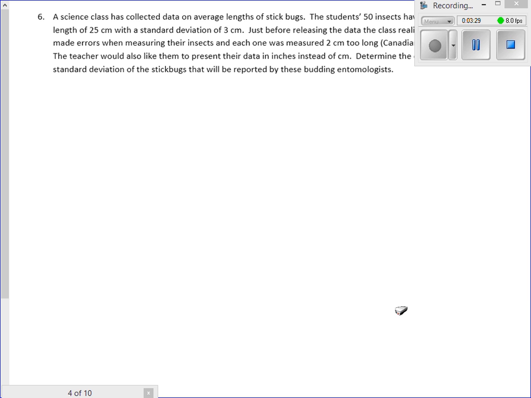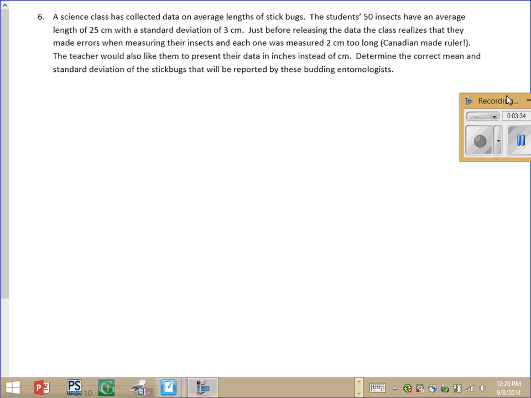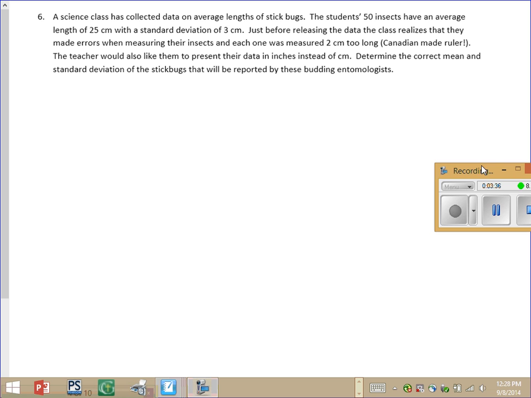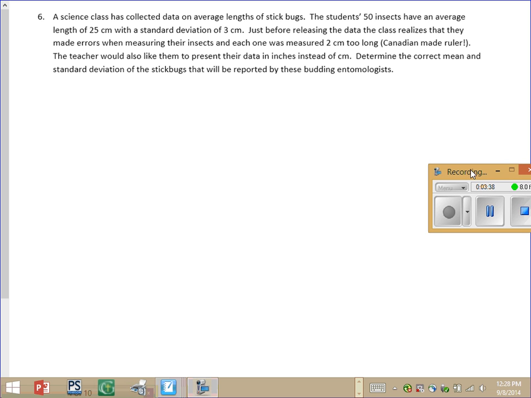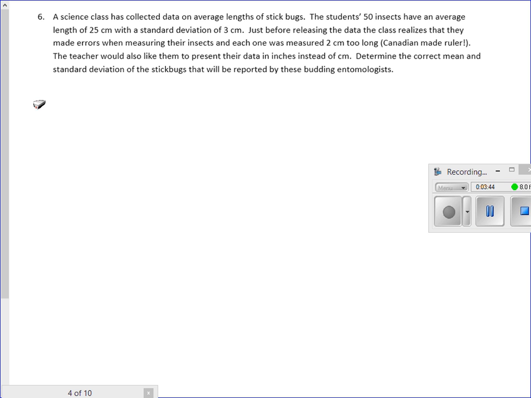Number 6, so the science class has collected this data, and so what we need to do at this point, we're going to do some quick calculations on this. So the mean right now equals 25 centimeters, standard deviation equals 3 centimeters. Well, they realized all of a sudden that they've measured everything 2 centimeters too long.